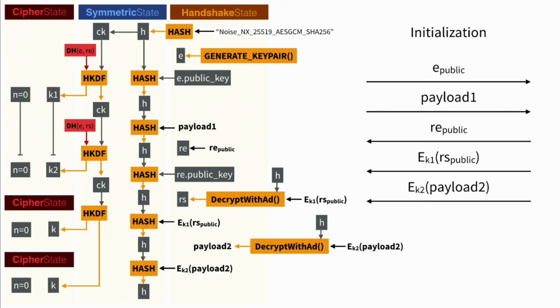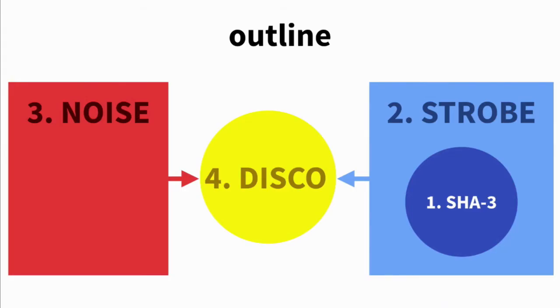So what I'm going to do is simplify that. And that's really the last part of my talk, which is called Disco, which is a merge of Noise and Strobe. That makes sense: Noise, Strobe, Disco. When I looked at Noise, I was like, I can simplify that using Strobe. I can make it more elegant, smaller, easier to implement, and all this stuff. And I'm going to show you how I did it.